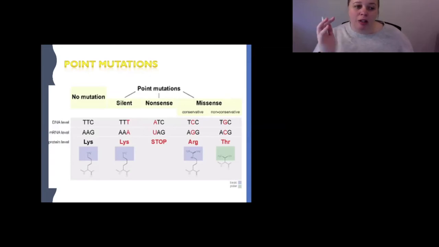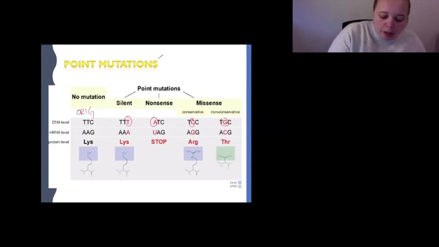Hoping you're looking at it and you're going, well, in a silent mutation, in this first one, only the T has changed at the end here. So here is the original. We can see that in a silent mutation, we've got the T changed. In a nonsense mutation, for this example, we've got the A change, and in the missense, we've got 2 different types of missense mutations here.